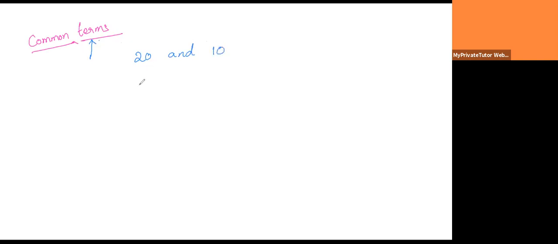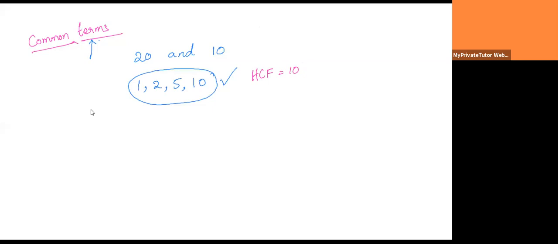So how do you write? See, 1 is a common factor, 2 is common for both, 5 is common for both, and 10 is common for both. So we have 4 common terms for these numbers, for 20 and 10. But what's the highest common factor, which is HCF? What is that? 10. I think you guys know how to find the HCF.